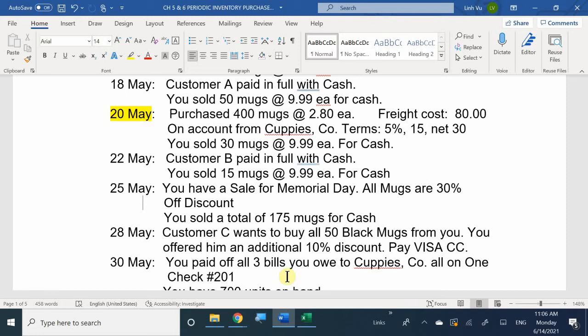So in this case, we sold 50 of the black mugs. They're all going to be the same price, obviously. We're not going to charge more because they're black. We're going to charge the same price because they're the same exact cup, just a different color. So we're charging the same amount, $9.99 each. And this time he's paying with a credit card.